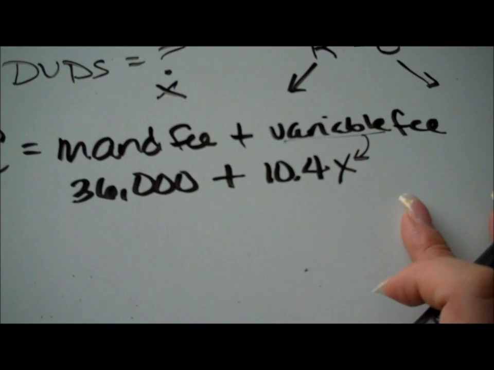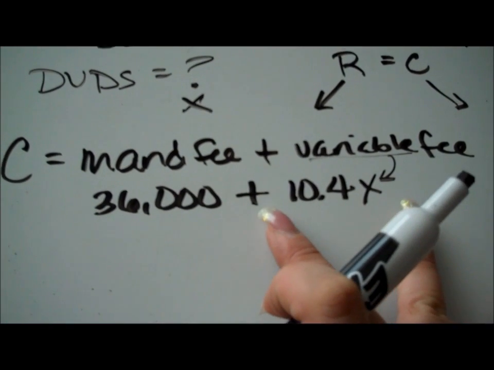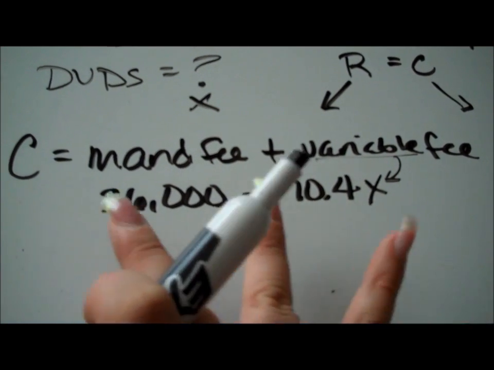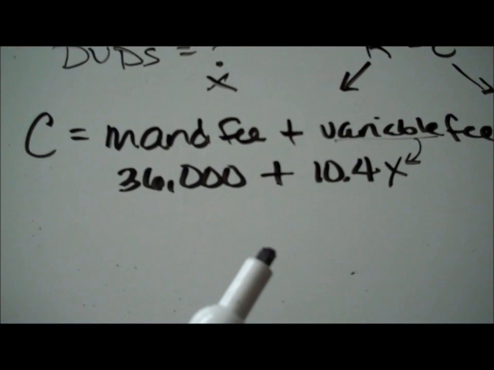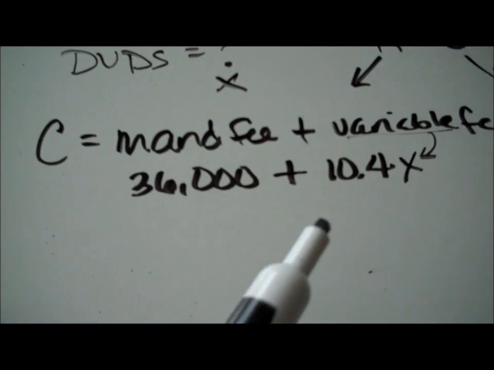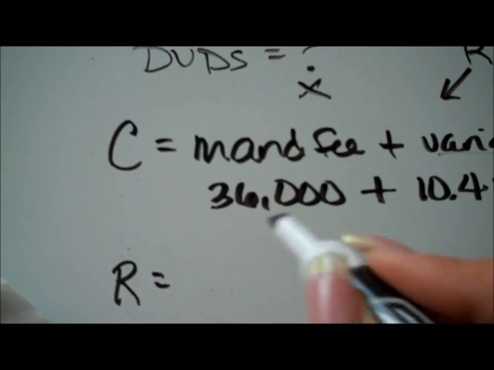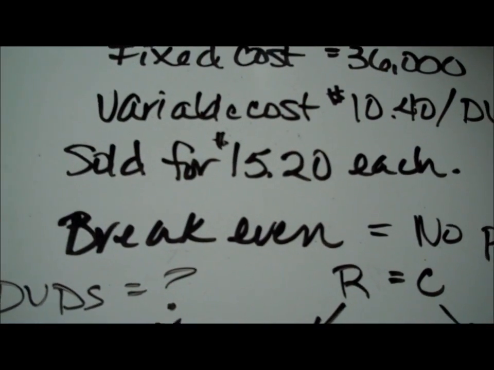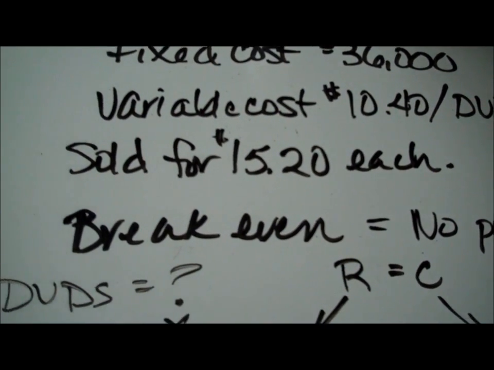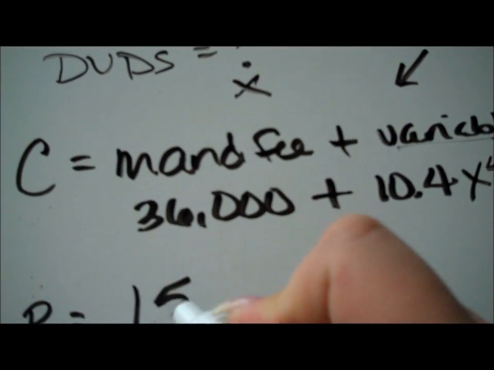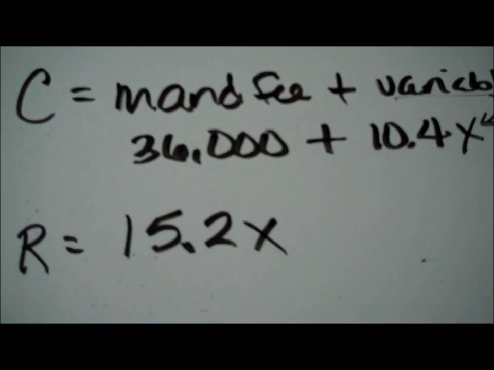This is our cost function. So depending on if I want to make 1,000 DVDs, then this is going to be how much they're going to charge us per DVD, and then for actually making the DVDs. Okay, so this is our cost function. Our revenue function, it says that they sold for $15.20 each. Okay, so our revenue is $15.20 per DVD.